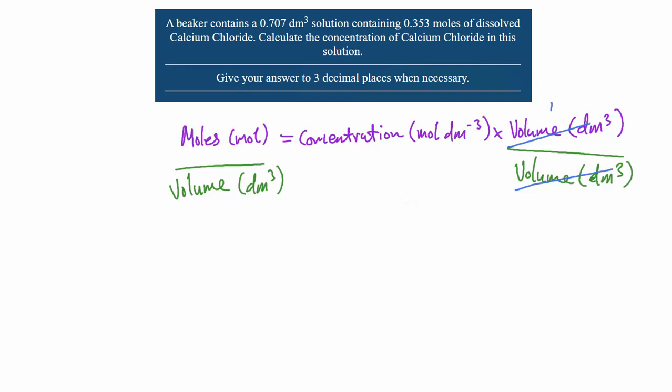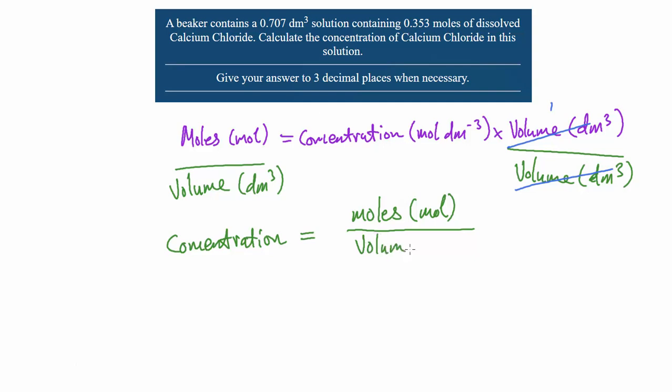And if we now write what the result would be, I'm going to put the concentration on the left hand side here. Concentration is equal to the moles divided by the volume. And of course, based on that, we know that the units for concentration, as stated here, moles divided by dm³, is moles per dm³.